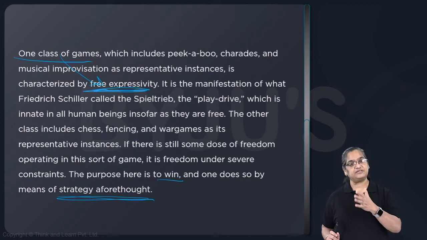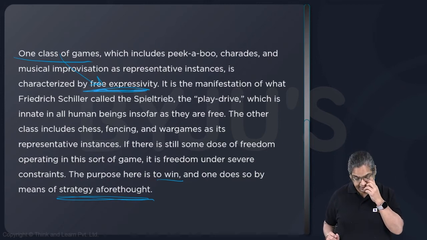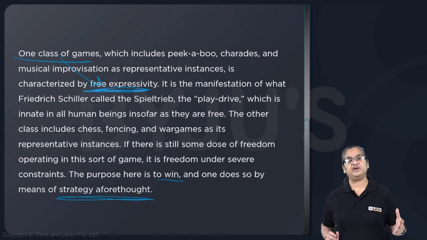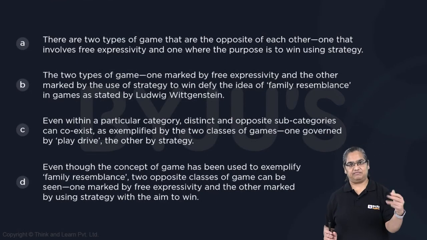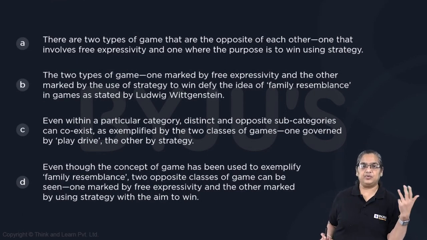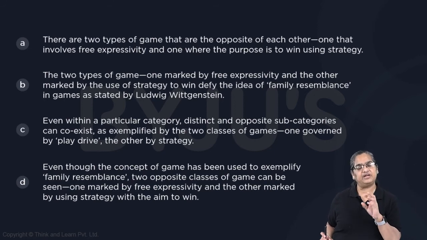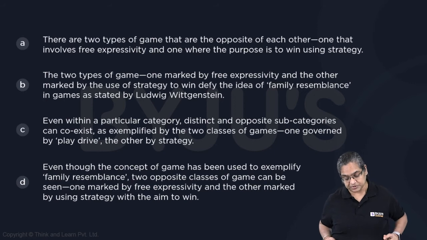One is free expressivity. The other game is freedom under severe constraints, a game where the purpose is to win and where there is strategy. Got it? Okay. So our main point should have these three. Family resemblance, Wittgenstein, two different types of games, free expressivity and freedom under severe constraints, strategy games, strategy and planning games like chess and all that. All right. There are two types of games that are the opposite of each other. One that involves free expressivity and one where the purpose is to win using strategy.